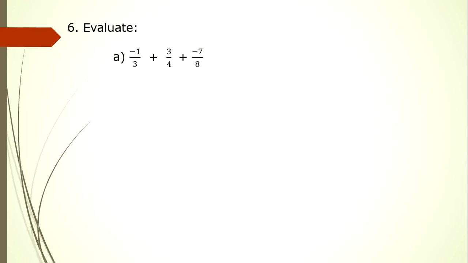Sixth question, evaluate. Minus 1 by 3 plus 3 by 4 plus minus 7 by 8. Here we observe the denominators of the given rational numbers are all different. So we need to find LCM of 3, 4 and 8, which gives us 24. So the first one, minus 1 into 8 by 3 into 8, plus 3 by 4 to be multiplied with 6 in the numerator and denominator, added to minus 7 by 8 again multiplied with 3 in its numerator and denominator to get the denominator as 24.